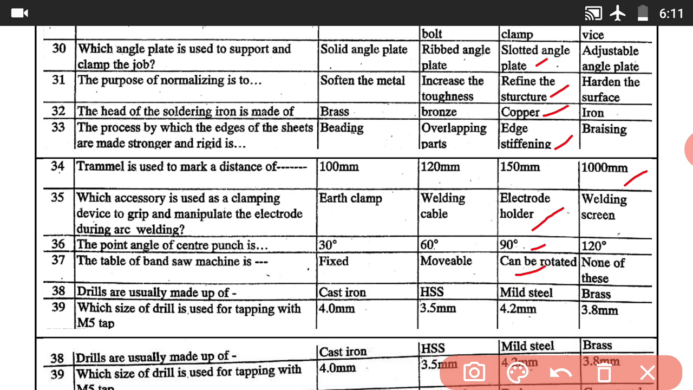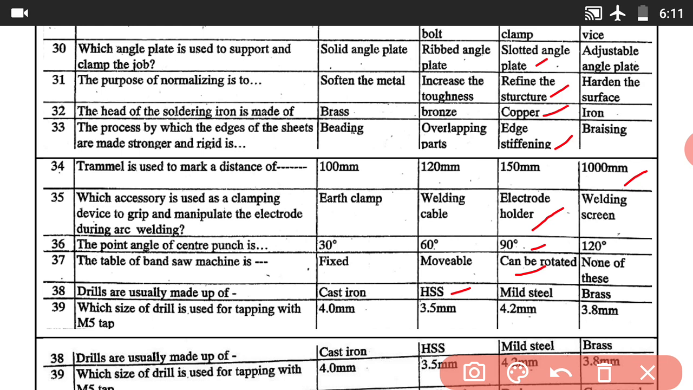Question number 38. Drills are usually made up of dash. The answer is high speed steel. Option C is the correct answer, high speed steel.